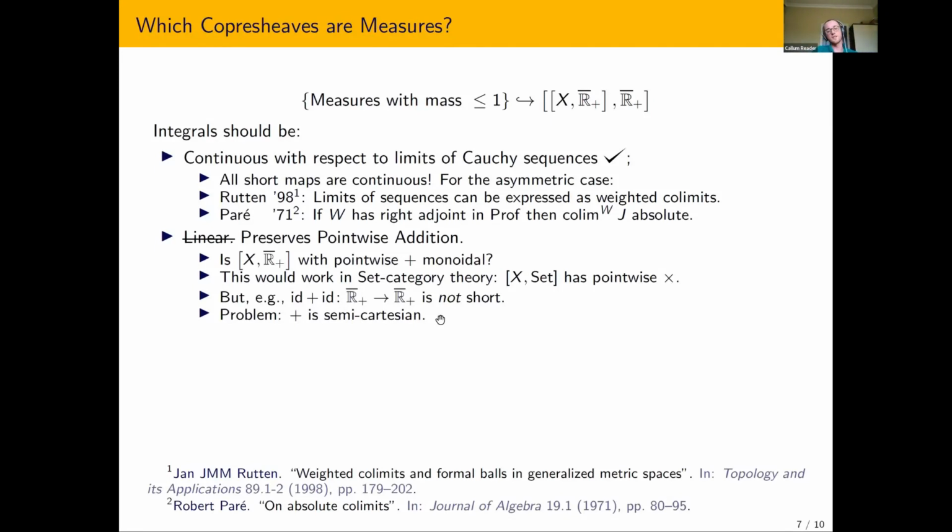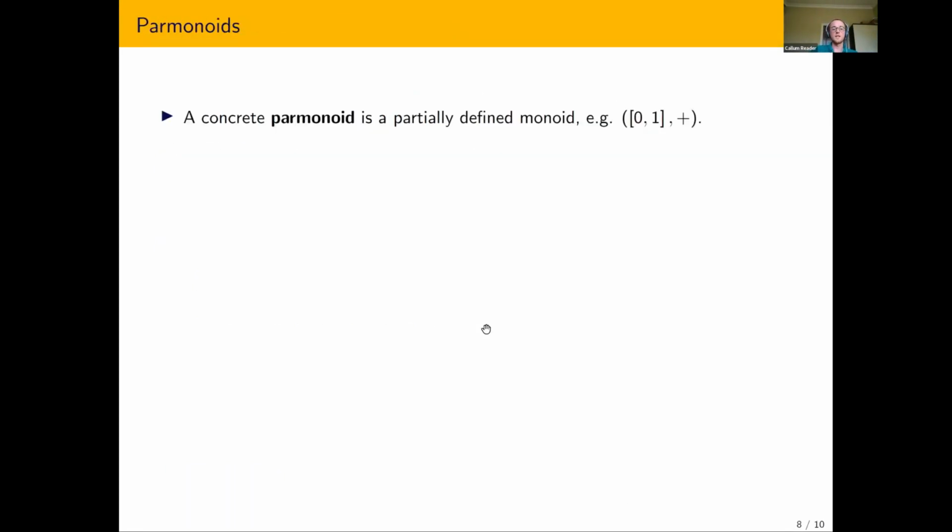But there's kind of a workaround for this, and that's to think about partial monoids or par monoids. And the idea here is that this is kind of like a monoid, but it's not always defined. So for example, in the unit interval, 1 plus 1 is not going to exist because it doesn't land in this set, but a half plus a half does. And where the addition does exist, it kind of follows the monoid axioms.